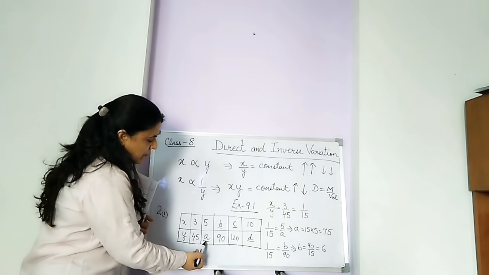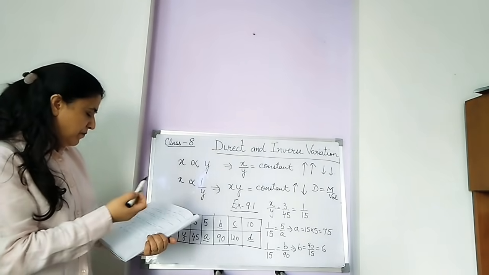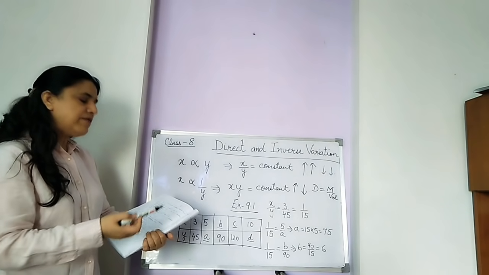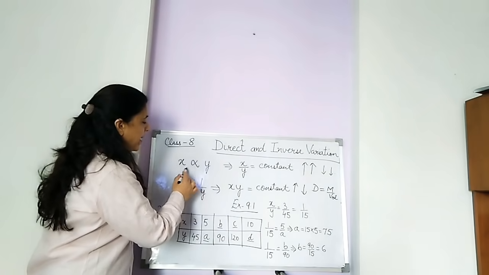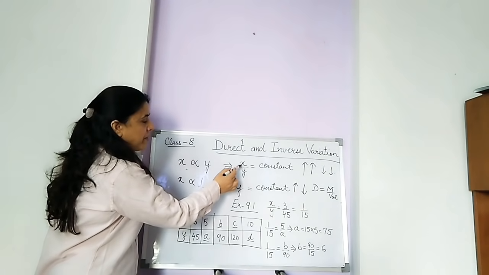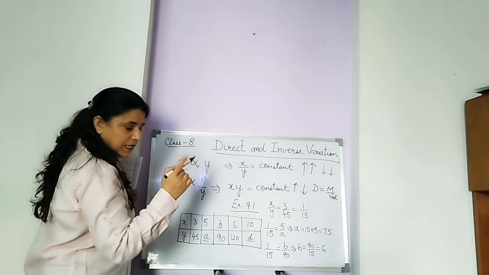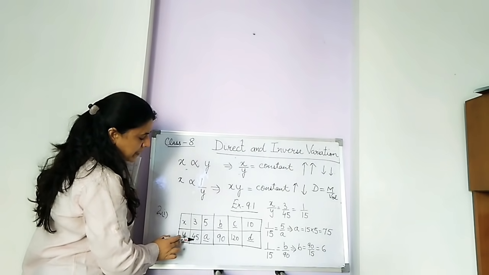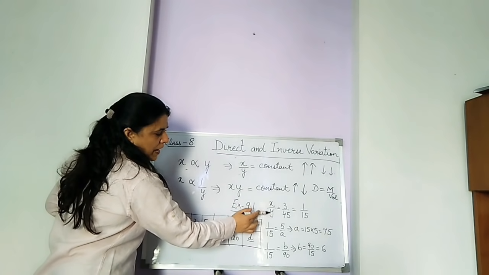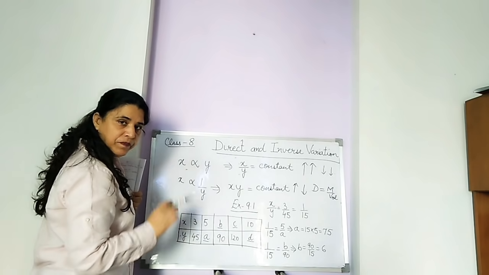So I have taken some variables A, B, C and D. It says to complete the table if X and Y are in direct variation. When X and Y are in direct variation, their quotient is a constant, X upon Y. Now see, 3 is X and 45 is Y. X upon Y is 3 by 45, which is 1 by 15.